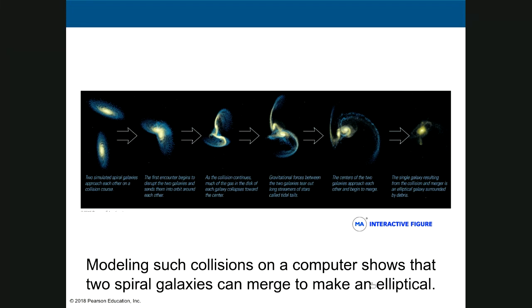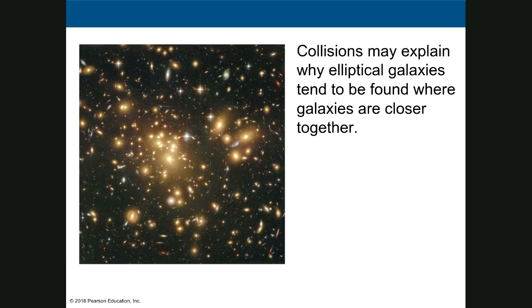Again, these collisions show that it is possible to make an elliptical from the collision of two spiral galaxies. And that may explain why in these large, highly dense galaxy clusters, you see tons and tons of elliptical galaxies and only a few spiral galaxies. All right.